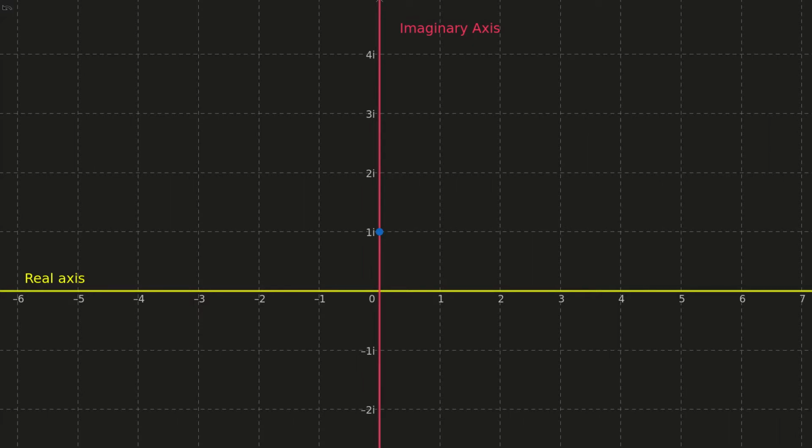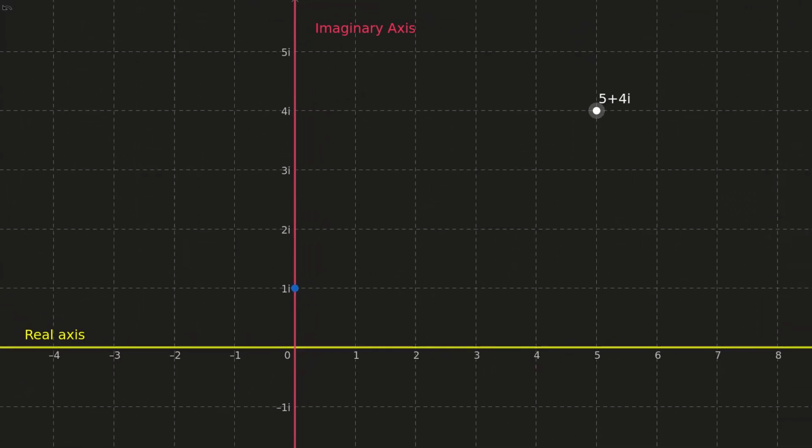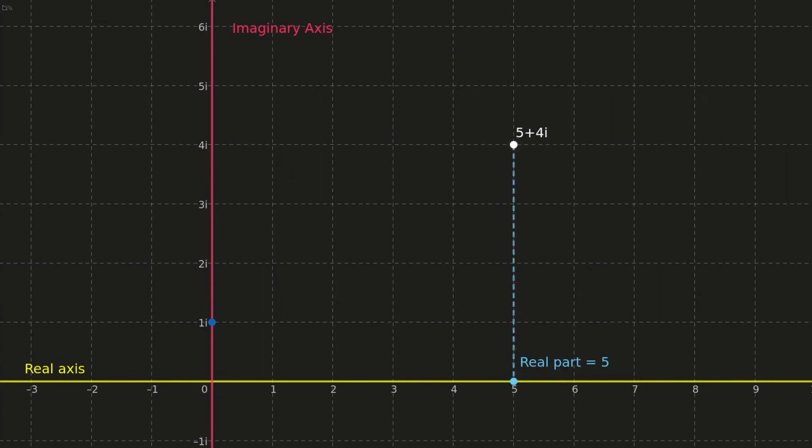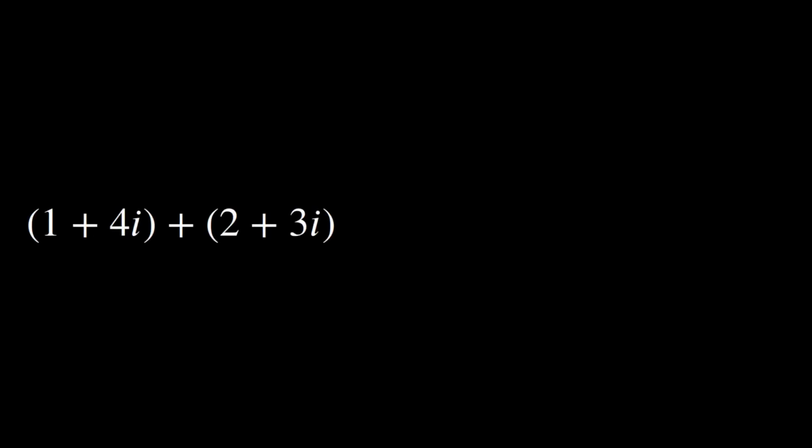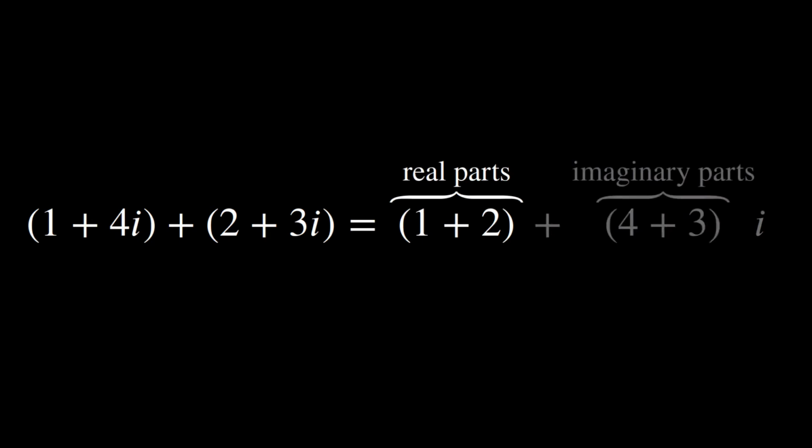Now, a complex number is a real number plus a multiple of the imaginary unit. Here's 5 plus 4i. The real part goes on the real axis, and the imaginary part goes on the imaginary axis. When you add two complex numbers, you just add the real parts and the imaginary parts separately. In this way, we have 1 plus 4i plus 2 plus 3i is equal to the real part, 1 plus 2, plus the imaginary part, 4 plus 3, to give us an answer of 3 plus 7i.